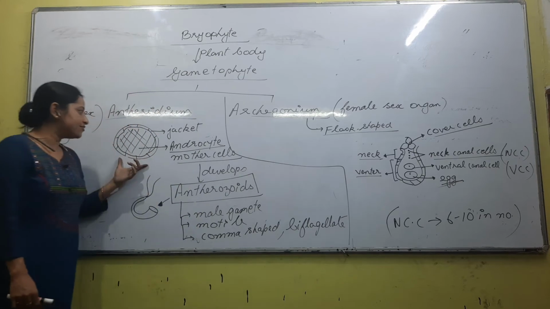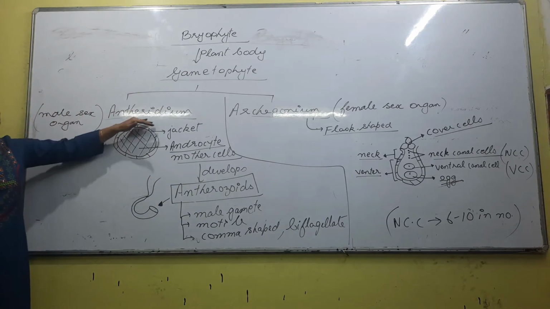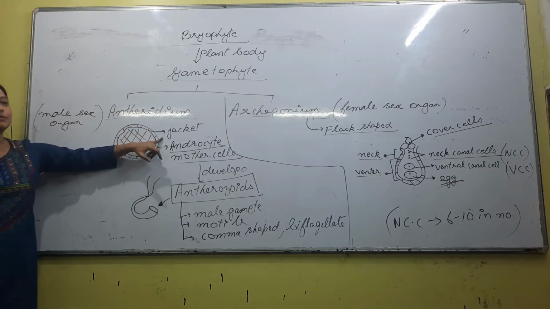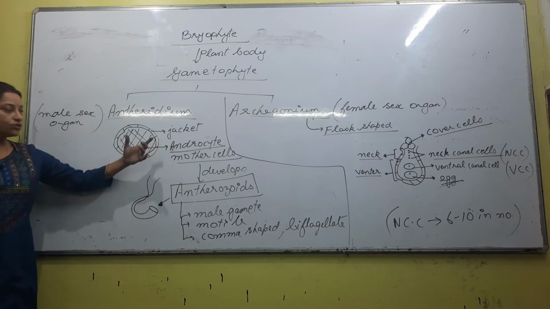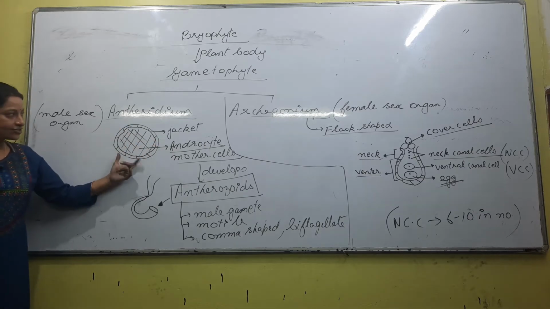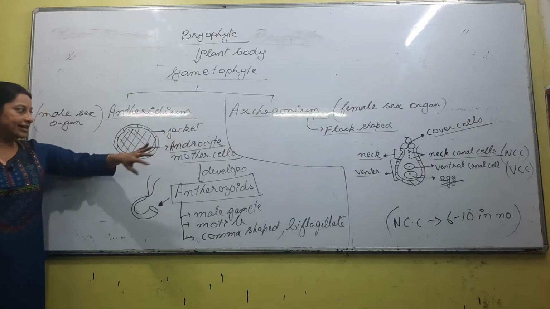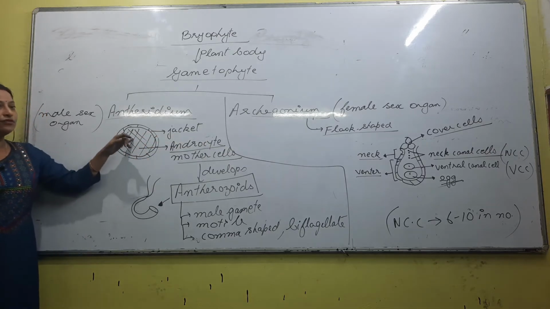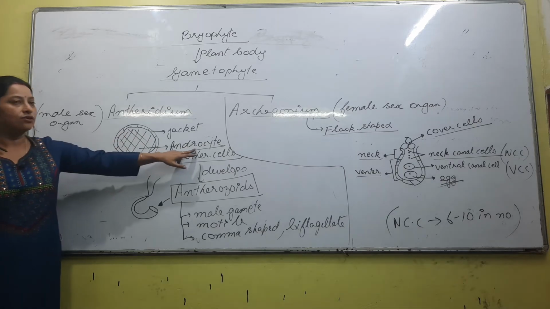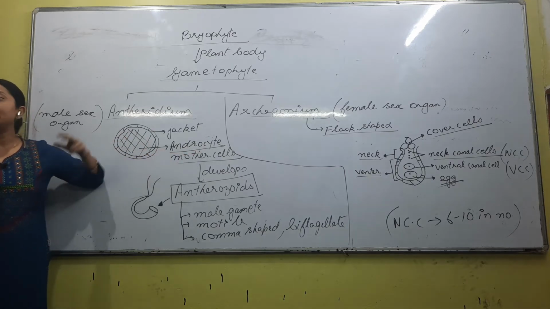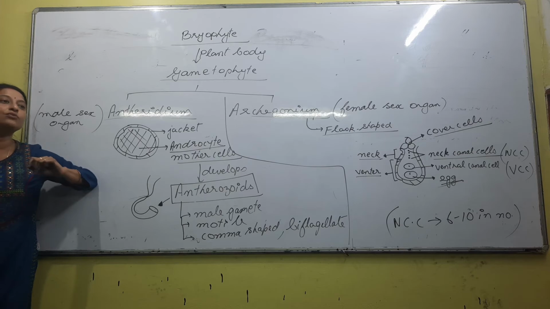Next, in the case of the antheridium, what we have said is that the sex organs in Bryophytes are multicellular and jacketed. So it represents a multicellular structure. It has an outer layer of cells that is called the jacket, and so we have drawn the jacket. Inside the jacket, what do we have? A group of cells, and these group of cells are called androcyte mother cells. From the androcyte mother cells, the male gametes are formed.